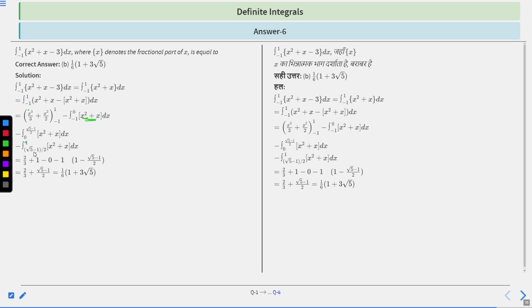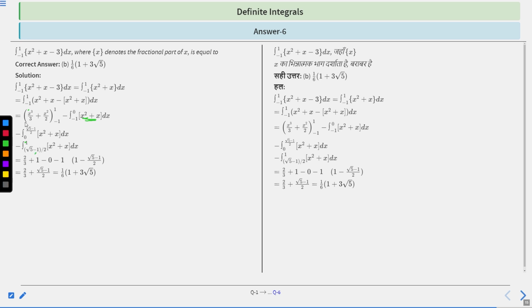Right? From -1 to 0, the greatest integer function of x square plus x will give the answer as minus 1, right? From 0 to root 5 minus 1 by 2, the greatest integer function of x square plus x will give the answer as 0. From root 5 minus 1 by 2 to 1, the greatest integer function of x square plus x will give the answer as 1. Therefore, we have separated these integrals into some intervals, giving answers in terms of different integers, right?